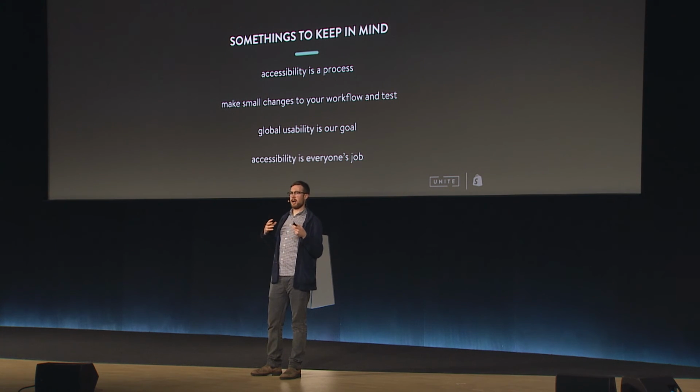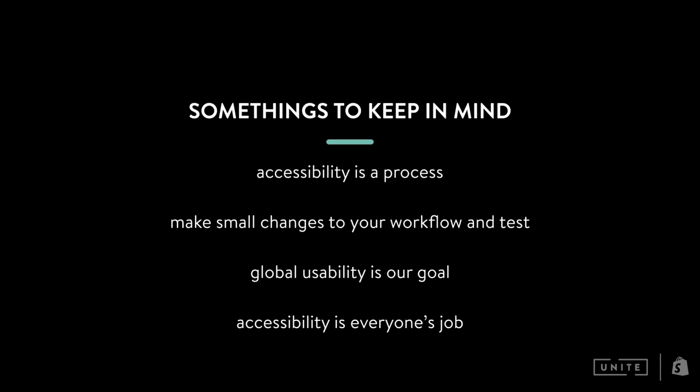And some things to keep in mind as you start rolling these things into your workflow is that accessibility is a process. You're very unlikely to reach that state of accessible, and each design is going to require specific solutions to accessibility problems. So it's something you want to work into your workflow and be making small iterations and testing those assumptions that you're making. Global usability is our goal. We want to make our themes better for everyone so that everyone can hit that add to cart button and our merchants make a lot of money.